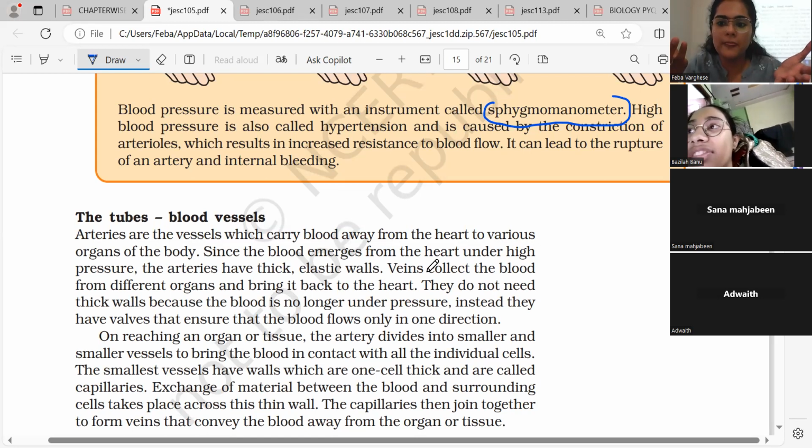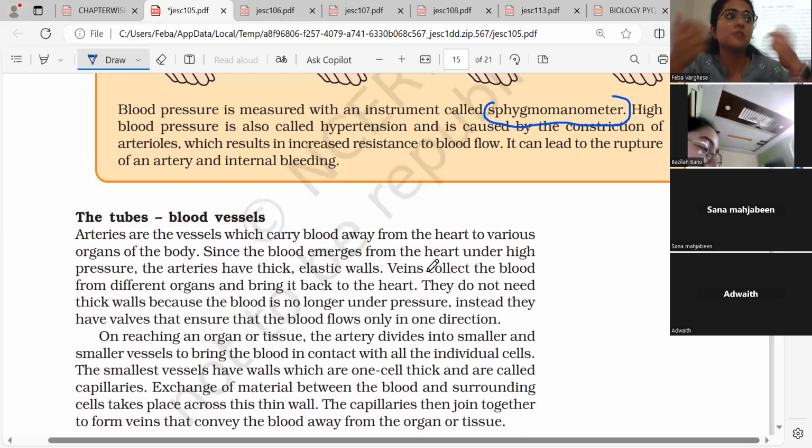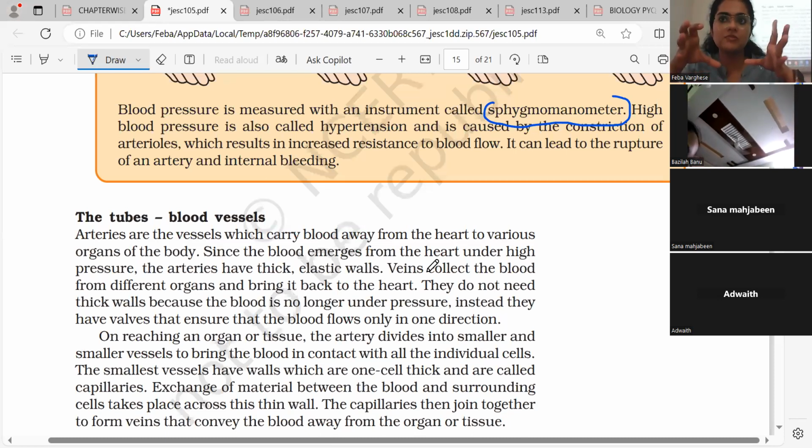Because of the high blood pressure, in order to withstand it. Correct. It's in order to withstand the high blood pressure, because the blood is being pumped at a high pressure from the heart. And in order to withstand the blood pressure, the arteries are thick and muscular in nature.